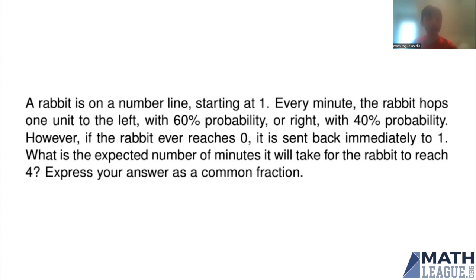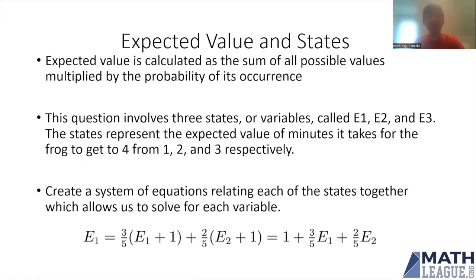Before we go into the solution, I just want to introduce a few concepts that will help us answer this question. The first one is expected value, because that's what we need to find. Expected value is calculated as the sum of all possible values multiplied by the probability of their occurrence. In this case, we want the expected value after jumping to the left, multiplied by the probability, which is 60%, or in this problem 3 over 5, and then we add the expected value after jumping to the right, times 2 over 5. We're going to go over that more in depth when we look at the equations.